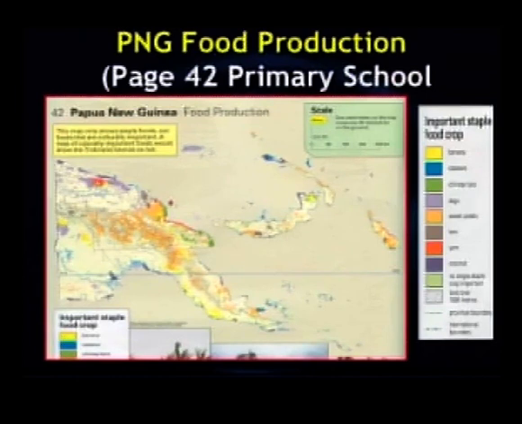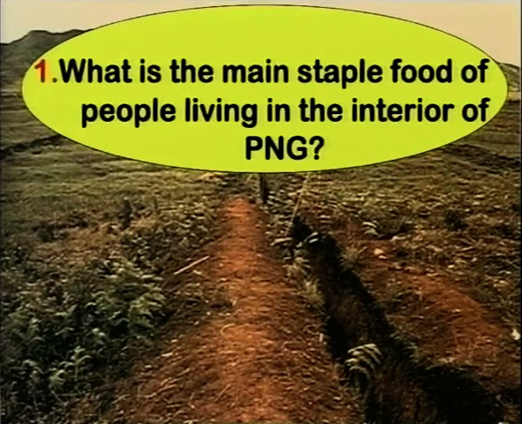I'd like you to answer these two questions using page 42 of your atlas. Number one, what is the main staple food of people living in the interior? Interior meaning inland of Papua New Guinea. What is the main staple food? Write that question down quickly and you answer that. That's number one. You got it?